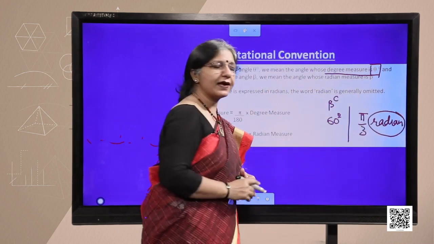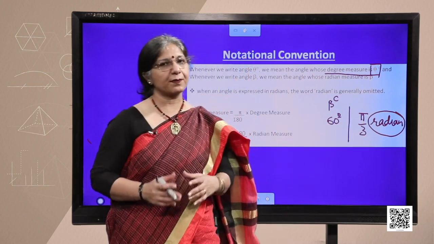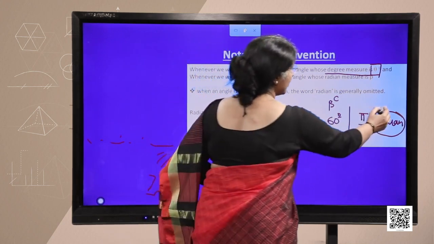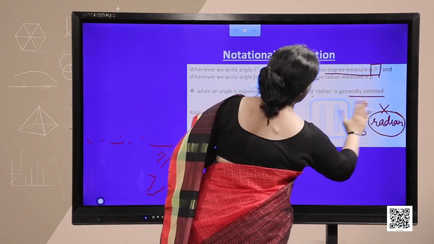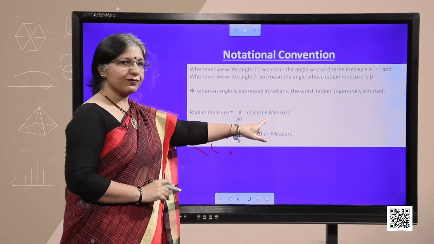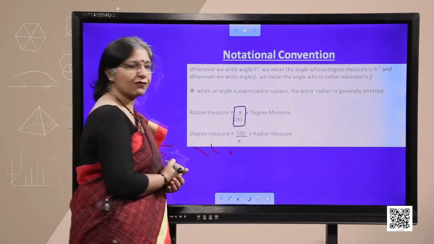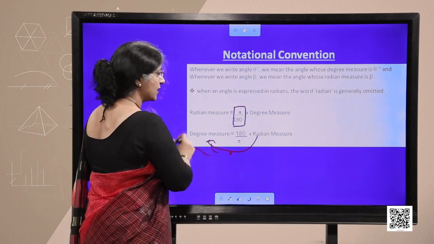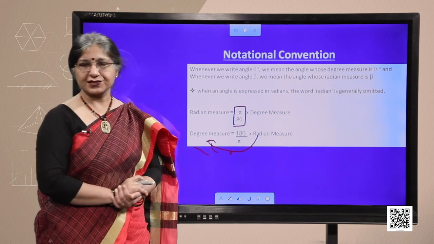This is not required every time, because whenever we write an angle as pi by 3, pi by 6 or pi by 2, this itself explains that the angle is in radians. So we can easily omit the radian sign. As I explained in the previous slide, to convert degree measure to radian measure, we multiply by pi by 180, and to convert radian measure to degree measure, we multiply the radian measure by 180 by pi.